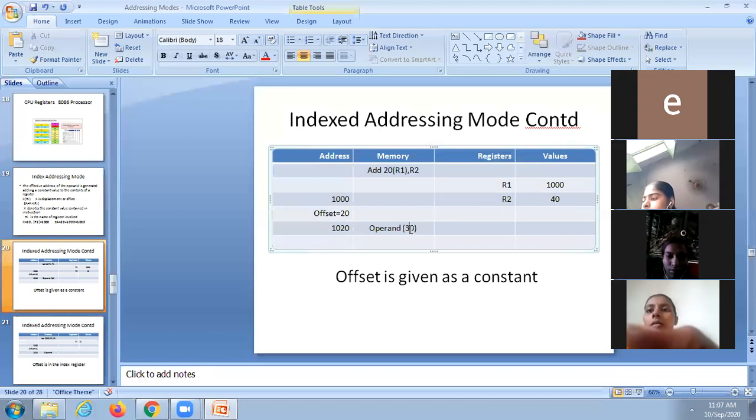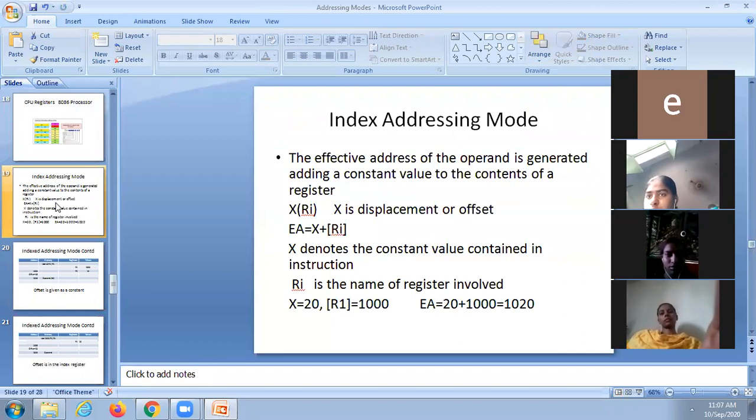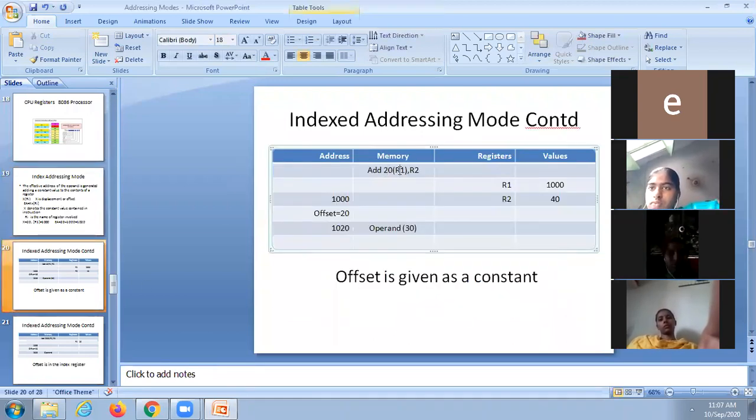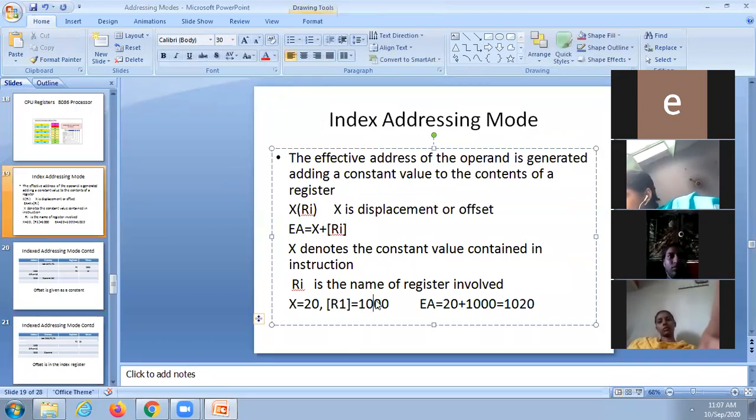How does this one operand become 30? How do you get it? By using this index address. How do you get the effective address of that index address? Effective address will be x plus Ri. What is x here? X is 20. Here Ri means R1. What is in R1? R1 will be 1000.